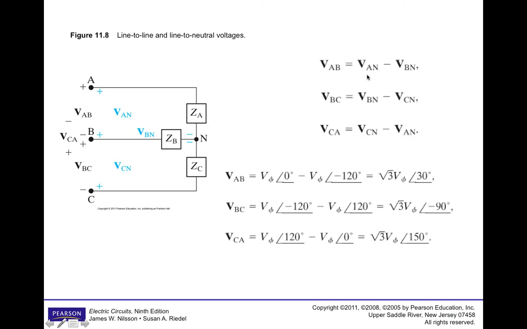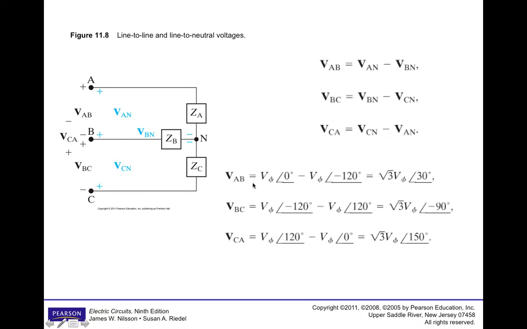Now, if we assume that our A phase has phase angle 0 and that this is a balanced three-phase circuit, we can refer to the magnitude of all of these phase voltages as just V with a subscript phi. And then the only difference between AN, BN, and CN will be the phase angle. So basically for VAN, we're going to substitute V phi angle 0. For VBN, we're going to substitute V phi angle minus 120, and so on.